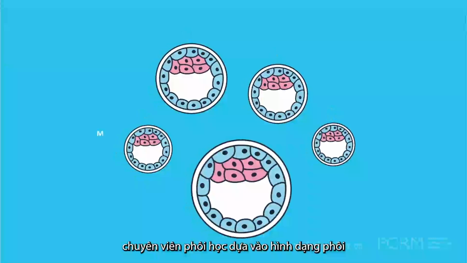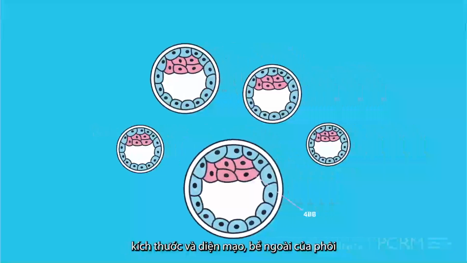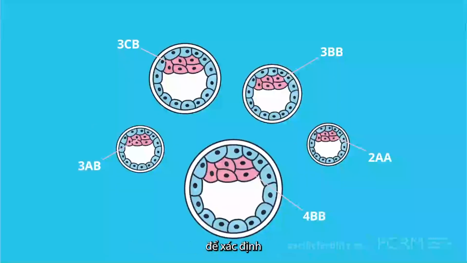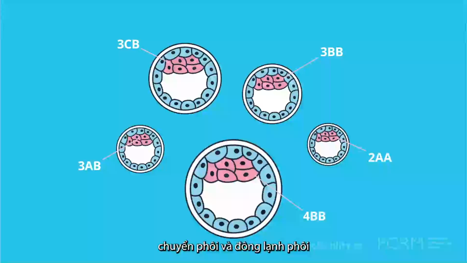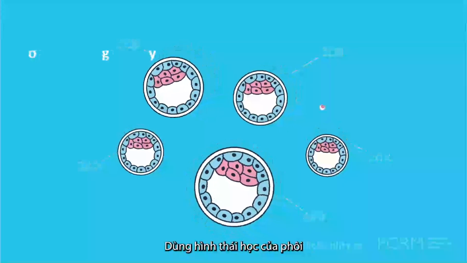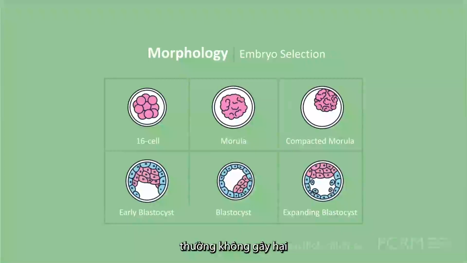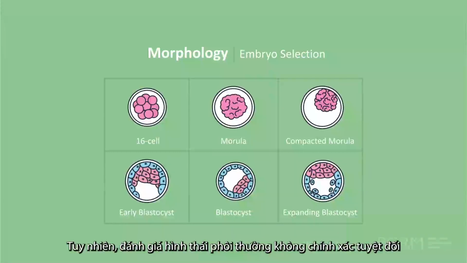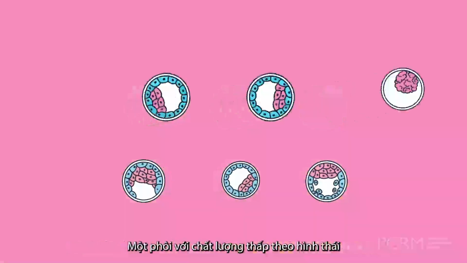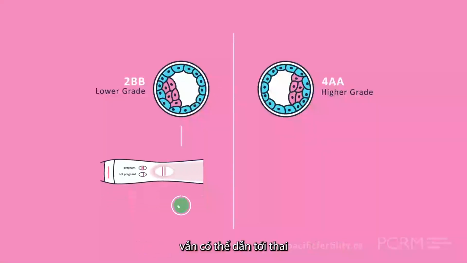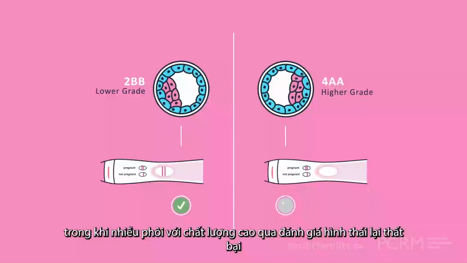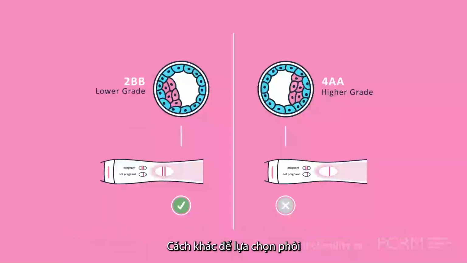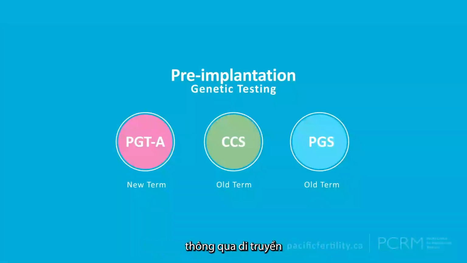Traditionally, the embryologist uses morphology, the size and appearance of the embryo, to determine which embryos are suitable for transfer and freezing. Using morphology for embryo selection is not harmful to the embryo and carries no additional cost. However, morphology is subjective. An embryo with a lower grade may still result in pregnancy, and a high-grade embryo may not. Another way to select between embryos is through pre-implantation genetic testing.